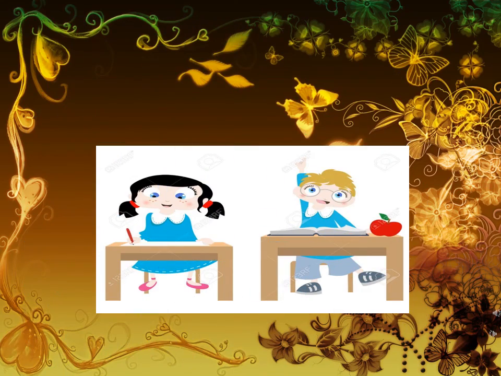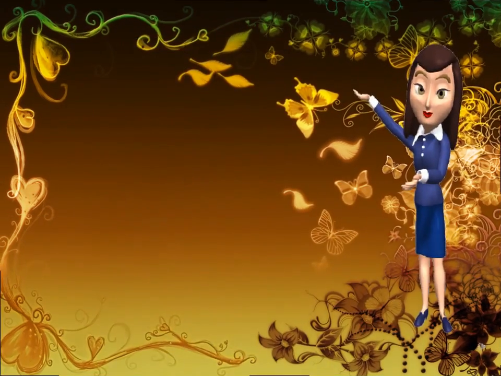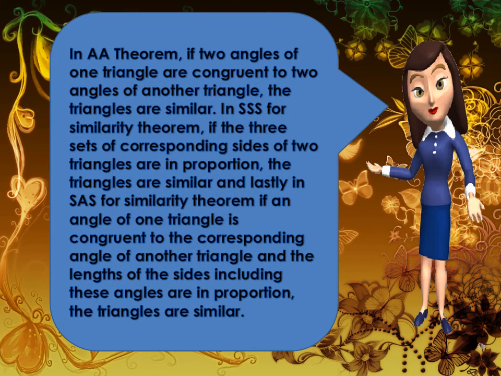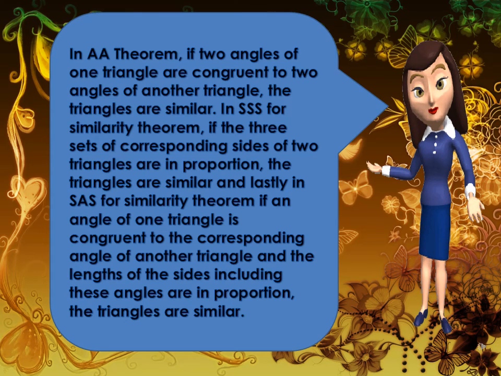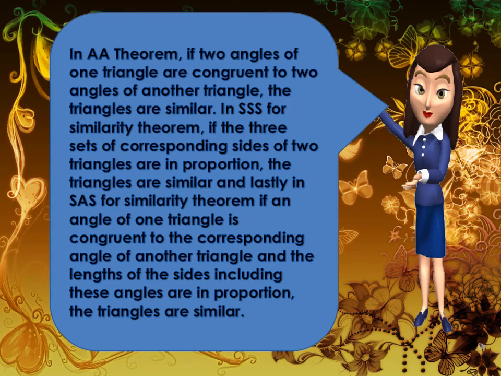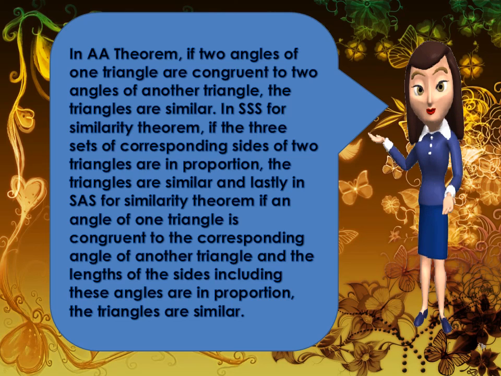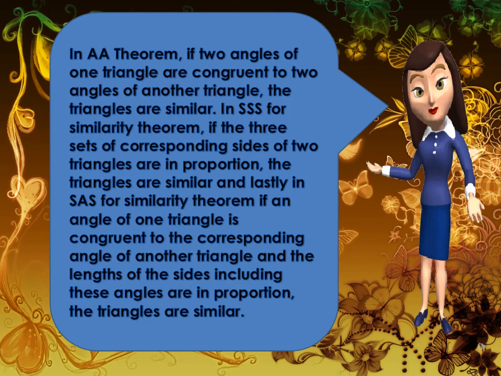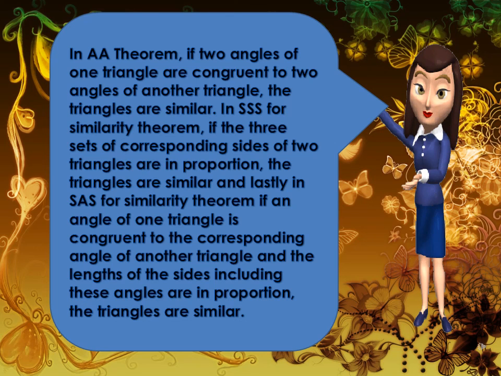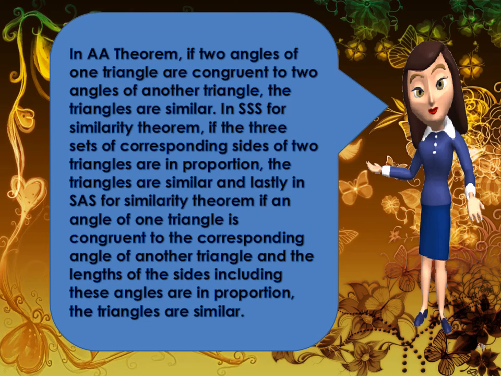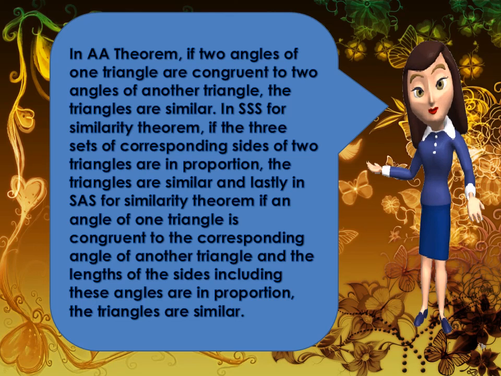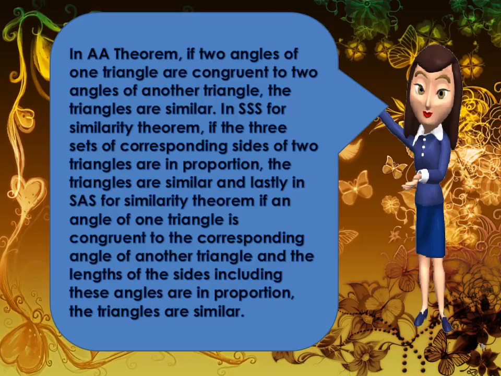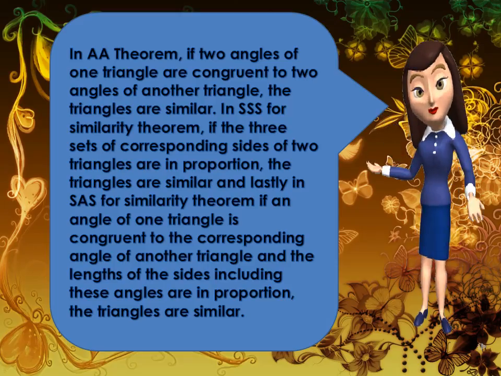Is that clear, class? Yes, teacher. To generalize our lesson for today, in the AA similarity postulate, if two angles of one triangle are congruent to two angles of another triangle, the triangles are similar. In the SSS similarity theorem, if the three sets of corresponding sides of two triangles are in proportion, the triangles are similar. And lastly, in the SAS similarity theorem, if an angle of one triangle is congruent to the corresponding angle of another triangle and the lengths of the sides including these angles are in proportion, the triangles are similar.